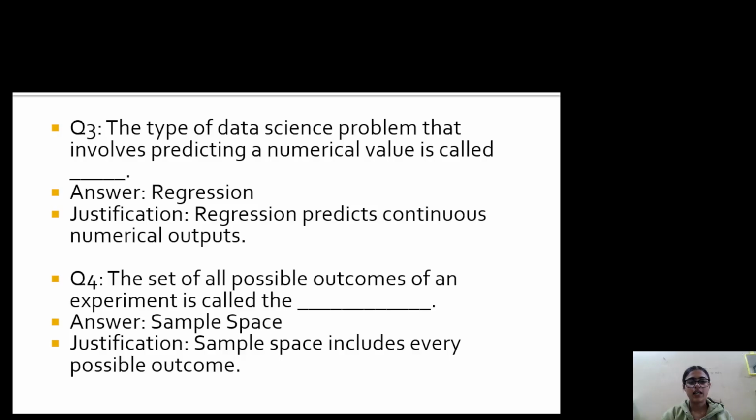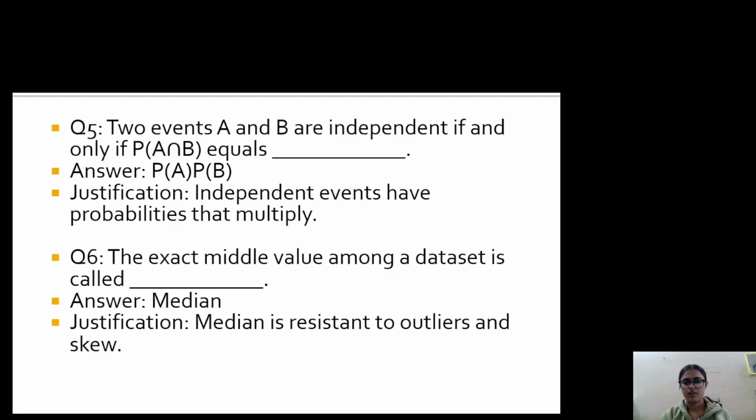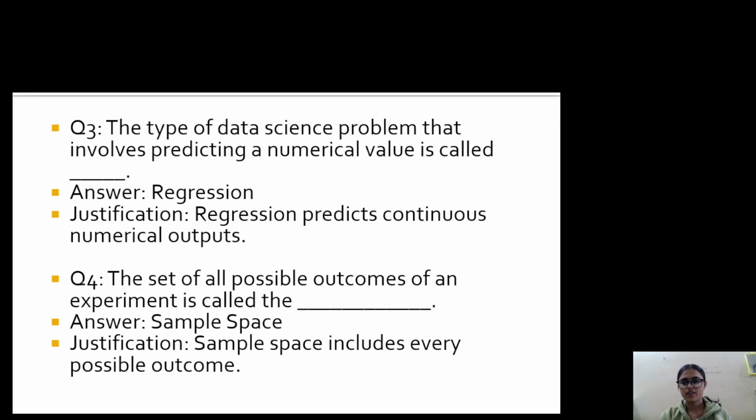Next, the type of data science problem that involves predicting a numerical value is called dash. So the answer is regression. Regression is used when output is a continuous number, for example, predicting a house price, marks, weight, or rainfall amounts. It tells us how much.